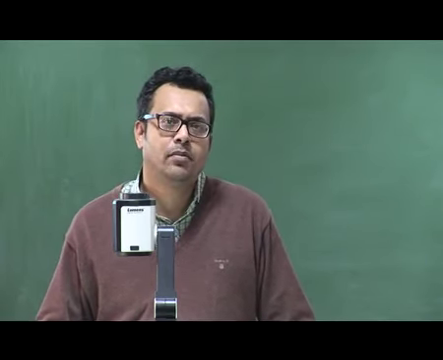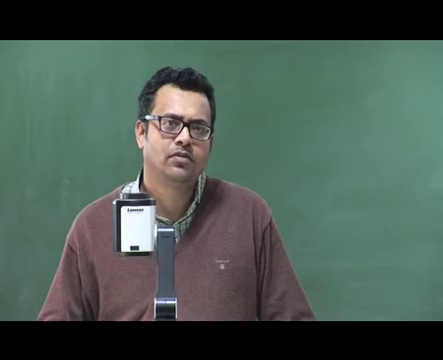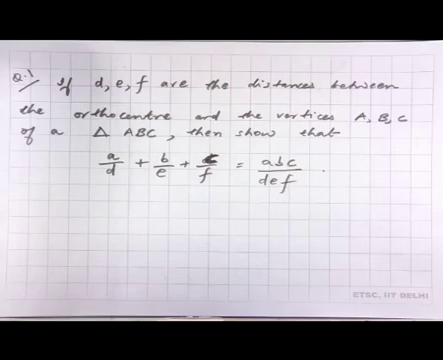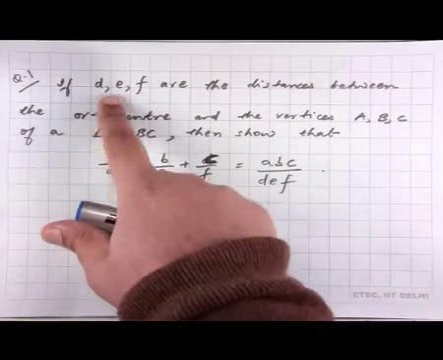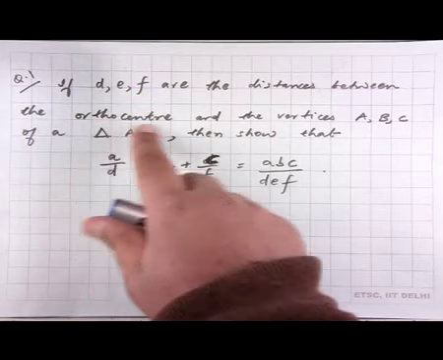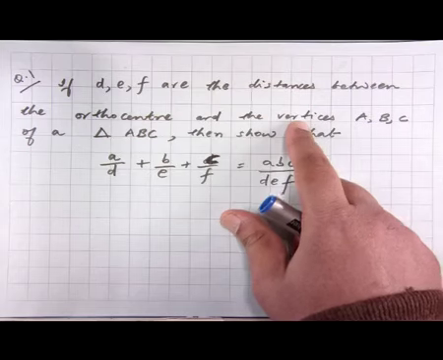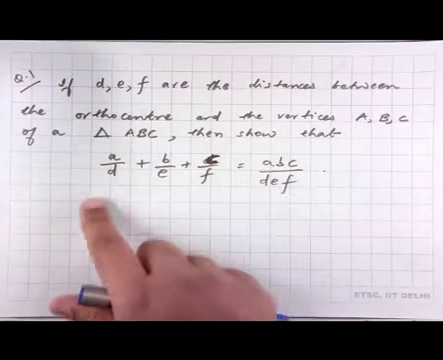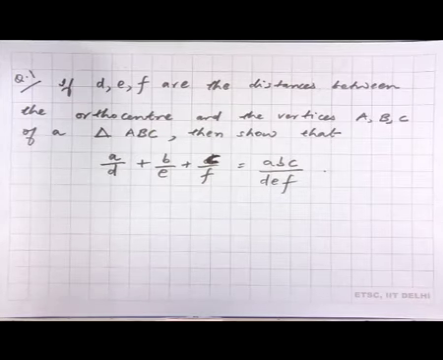So, in this lecture we will be discussing and solving some problems related to whatever we have learned in the last 6 lectures. So, here is the first problem. It states that if D, E and F are the distances between the orthocenter and the vertices A, B, C of a triangle ABC, then we have to show this particular equality.